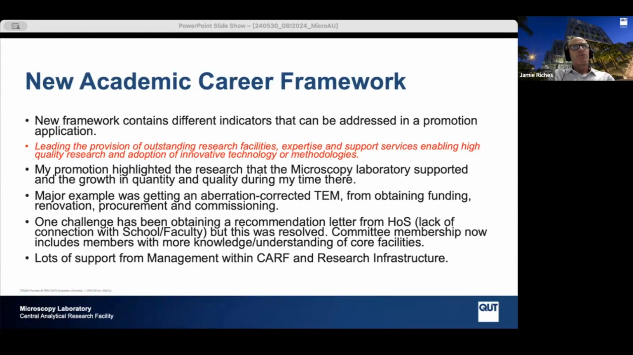I also tried to demonstrate the value to the university using a particular example. We managed to get an aberration-corrected TEM into the facility, and I was involved in that at a range of different stages. I went from being a chief investigator on the initial grant, not the lead CI, as we had a laureate fellow professor with an excellent track record and a traditional academic, but still being one of the 5 CIs, and also to the renovation project to deliver a space suitable for housing this sort of instrument.